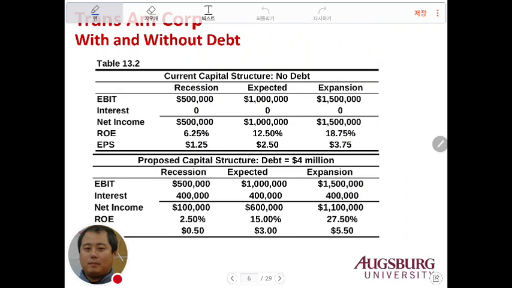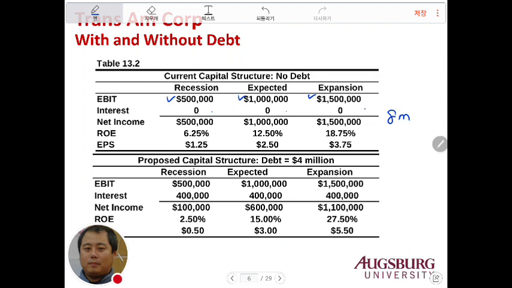Now, we have to know that there are 3 scenarios: EBIT of 500,000 in recession, 1 million expected, and 1.5 million in expansion. And we don't have any interest expense because there's no debt. So net income is 500,000, 1 million, 1.5 million directly. So equity is $8 million. So we calculate the ROE, net income divided by the equity, which is 8 million. It's basically from 6.25% to 18.75%.